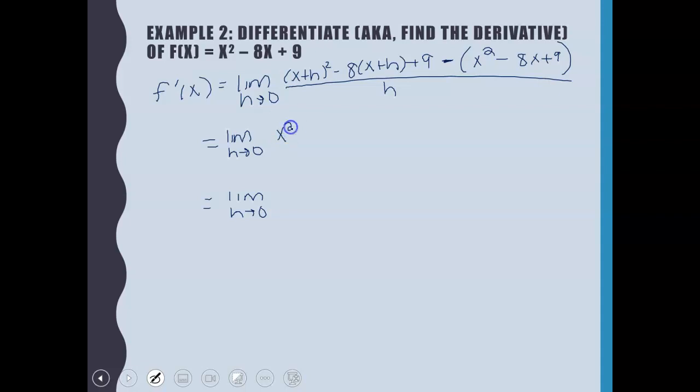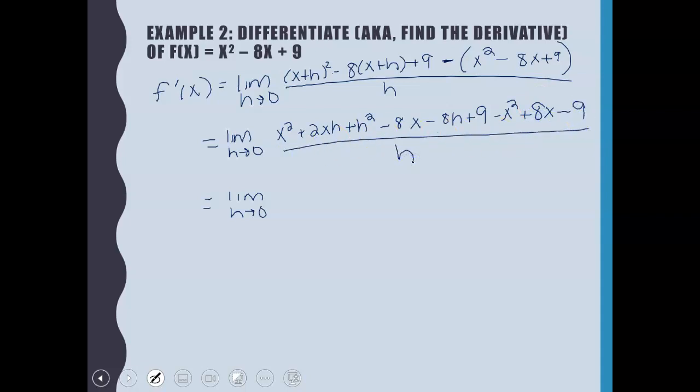Okay, x plus h squared is x squared plus 2xh plus h squared. Distribute the 8: minus 8x minus 8h. That 8h is important. The negative flows in. Plus 9, minus x squared plus 8x minus 9, all over h. Carefully cancel and simplify. Goodbye x squared, goodbye x squared. Goodbye 8x, goodbye 8x. Goodbye 9, goodbye 9.